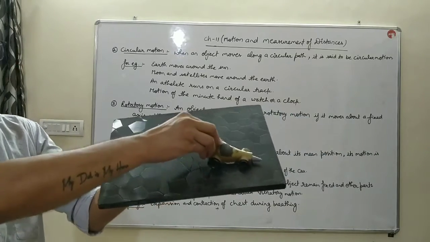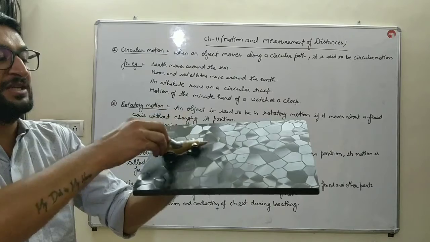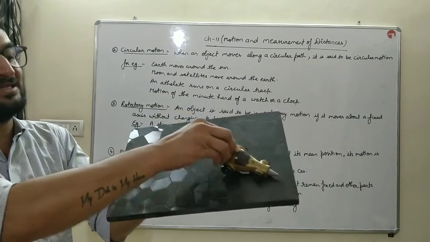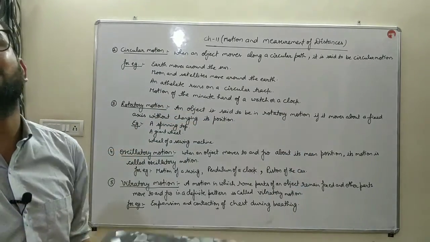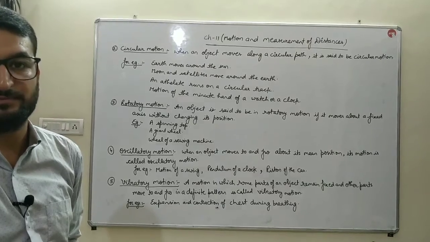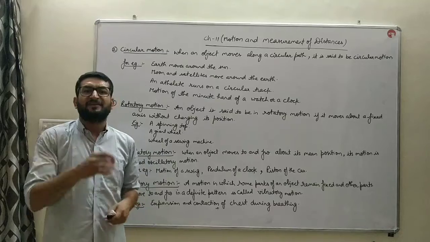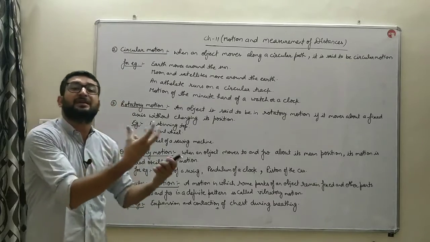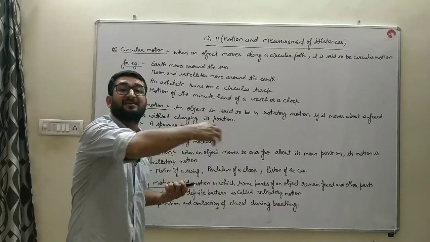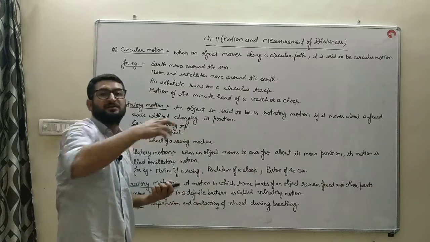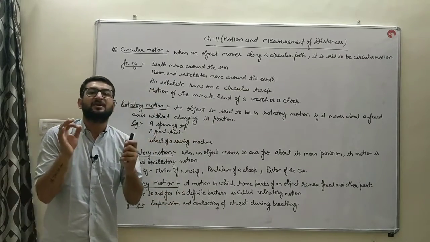This is a curved path. And the motion of an object along a curved path is known as curvilinear motion. Other examples of rectilinear motion: when we strike the striker of a carom board, then that striker moves in a straight path. That is rectilinear motion.